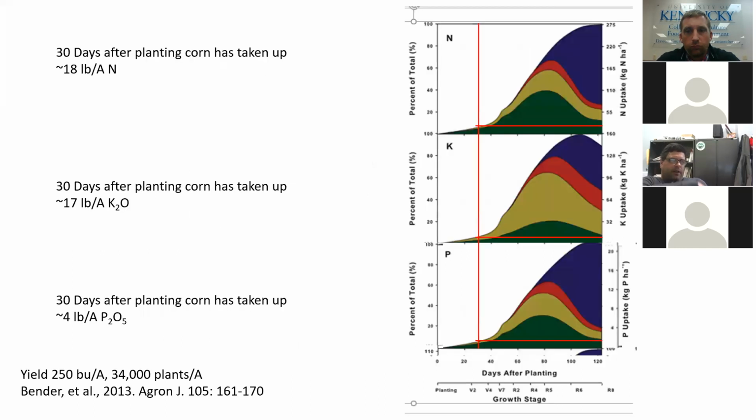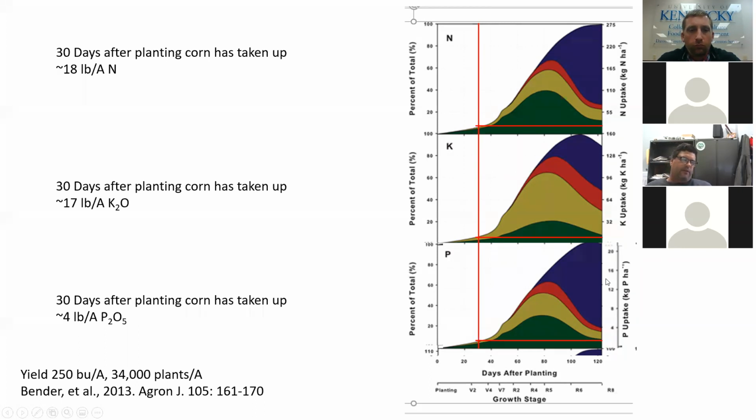So this is just a paper or some research done by Bender and some others back in 2013. And what they were looking at, and I'm sure many of y'all have seen this, partitions out nutrient uptake by different plant parts throughout the growing season. This was 250 bushel corn planted at 34,000 plants per acre. And I just thought, hey, 30 days, 1 month out, that's probably a pretty good place to show how little nutrients are actually taken up at that point.